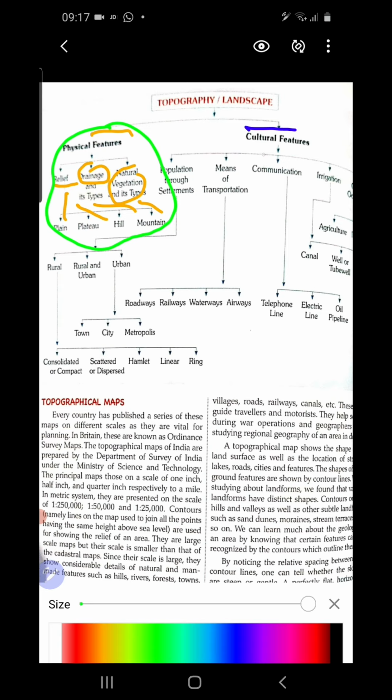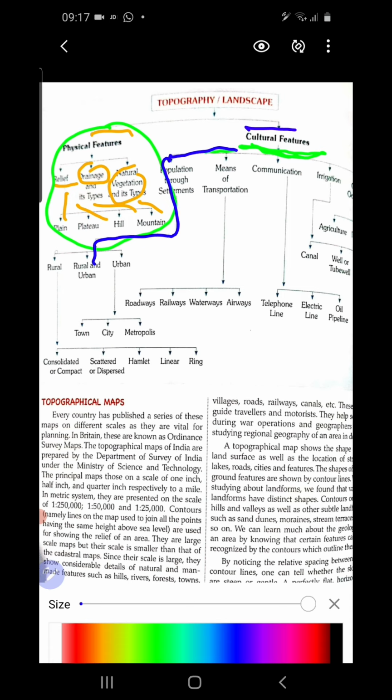Now let's see cultural features, meaning man-made features. The features which are made by human activities: the population through settlement. You see, a number of settlements are there. There are villages, towns, cities. All these are the population through settlement. Which are the types of settlements?